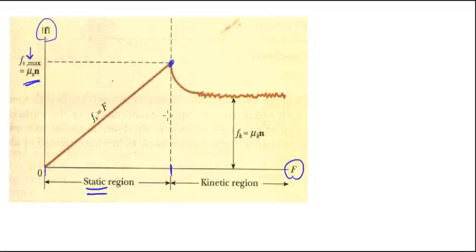And at this point, breakaway occurs, and now the pushing force exceeds the frictional force and the object begins to move. And look what happens. We're now in the kinetic region, kinetic means moving, and the friction force diminishes, and it actually diminishes quite rapidly. So as you push harder and move the object, the friction force diminishes.